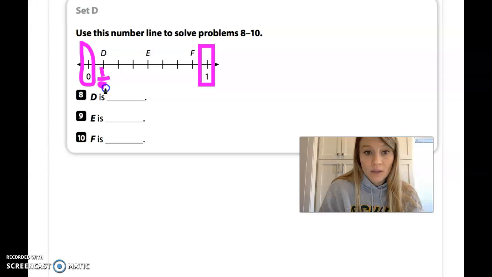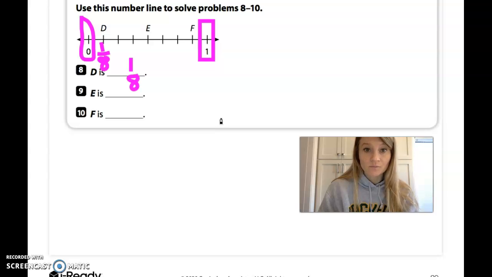I don't know if I can fit it. D is worth 1/8. How much is E worth? And how much is F worth? Good luck, you guys, on fractions. On Zearn, we were doing a ton of this. So hopefully you guys are going to get better at doing this with your pencil.